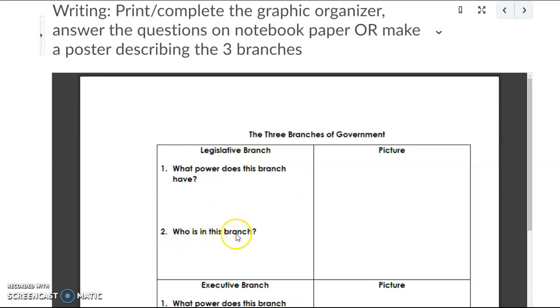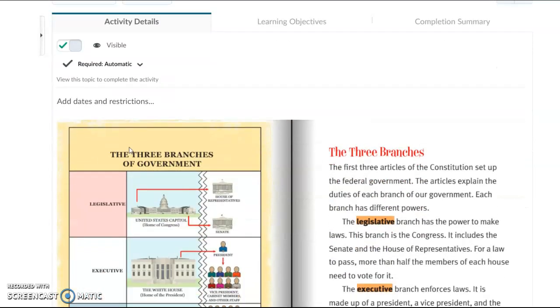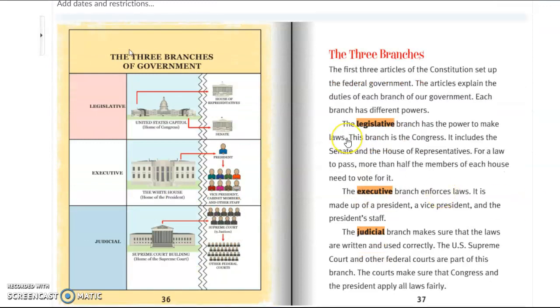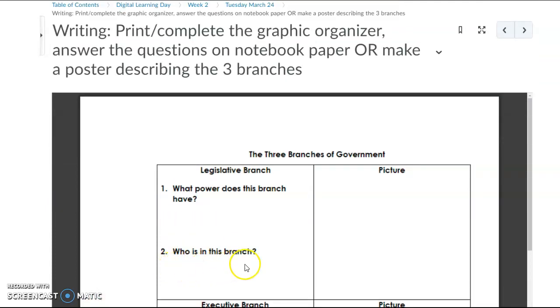Who is in this branch? I'm going to go back to the same paragraph because that's the one. Paragraph number 1 talks about the legislative branch. Okay, let's see. Who is in this branch? This branch includes the Okay, there we go. I'm going to go back and write down who is in this branch, and then you're going to draw a picture of the legislative branch.